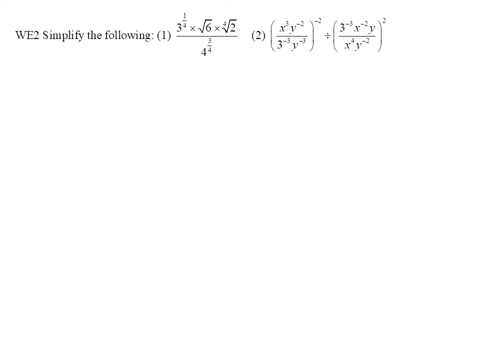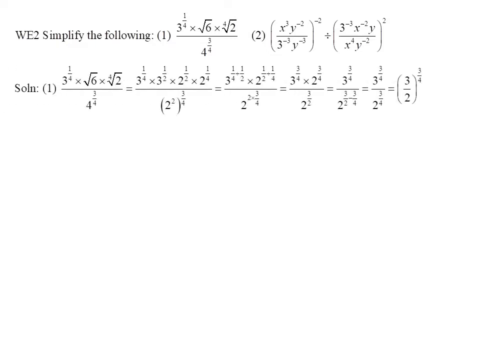The second example is to evaluate 2 exponential expressions. As for question 1, we rewrite the base number in terms of its prime factors, such as the number 6 is written to 3 times 2, and the number 4 is written to 2 squared. Then, based on the same base, 2 or 3, we proceed the simplification with index laws, and then obtain the simplified result of 3 over 2, or in parentheses to the 3/4.